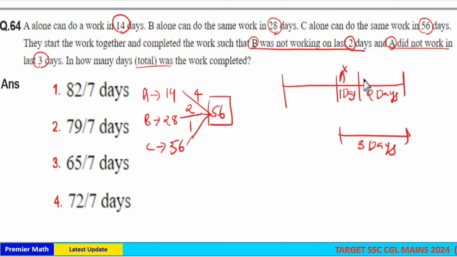A did not work for the last 3 days. And in the last 2 days, B did not work, which means in the last 2 days, only C worked. C can complete 1 unit in 1 day, so in 2 days, C completed 2 units.